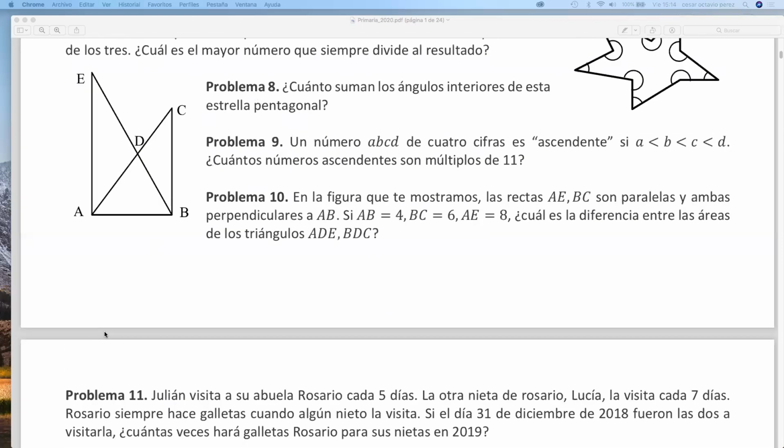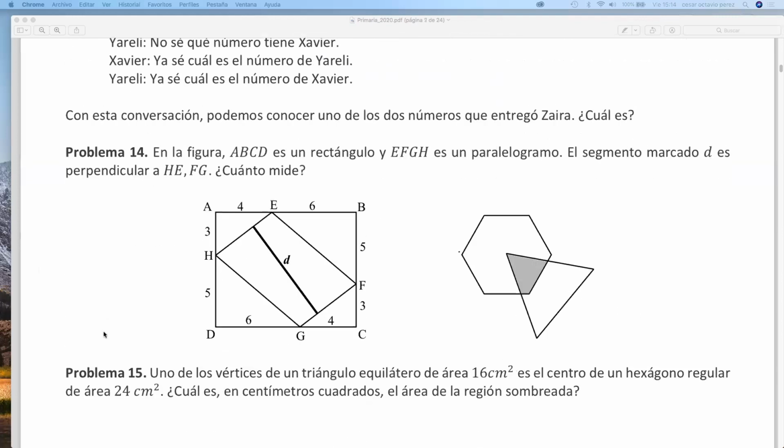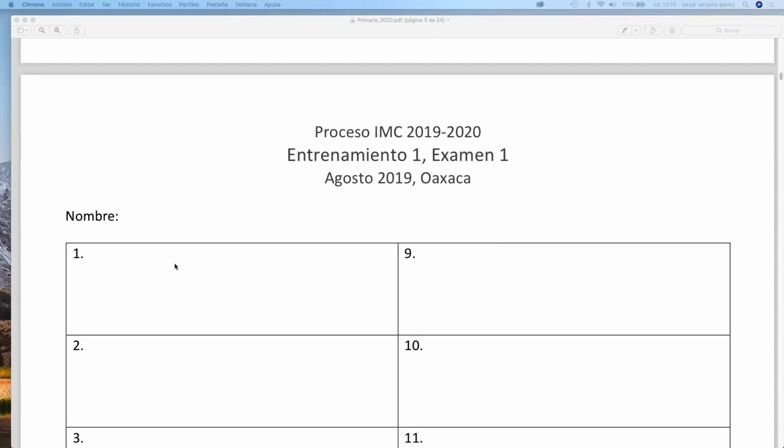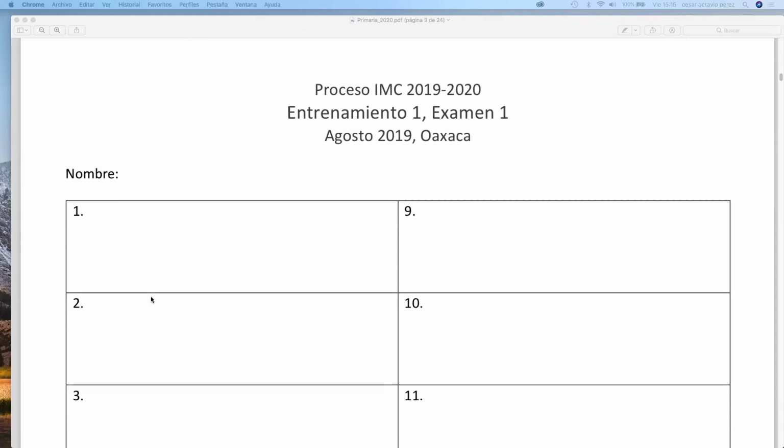In their first exam, they only ask for the answer. Okay. So they give them this space to write their answer.